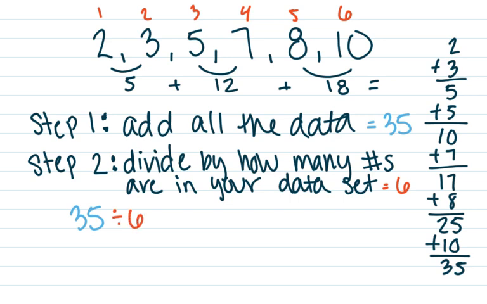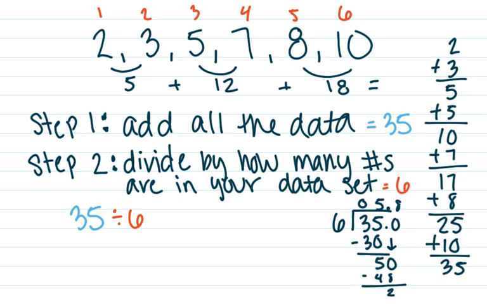I'm going to work that out over here to the side because I don't know what that is off the top of my head. Now, when you find the average, when you find the mean, you will sometimes get a decimal, and that's totally fine. So 6 goes into 35 5 times. 6 goes into 50, and don't forget my decimal there, 8 times, that is 48. That's a 2. 6 goes into 20 3 times.